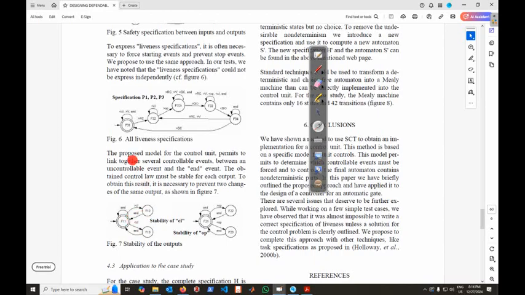The proposed model permits to link together several controllable events between an uncontrollable event and the end event. Okay, that's what's called the stability of closing and stability of operation. You cannot just issue a control order of closing and to stop closing unless an end is issued in the middle. Okay, I will stop here again for the size constraints of the video.